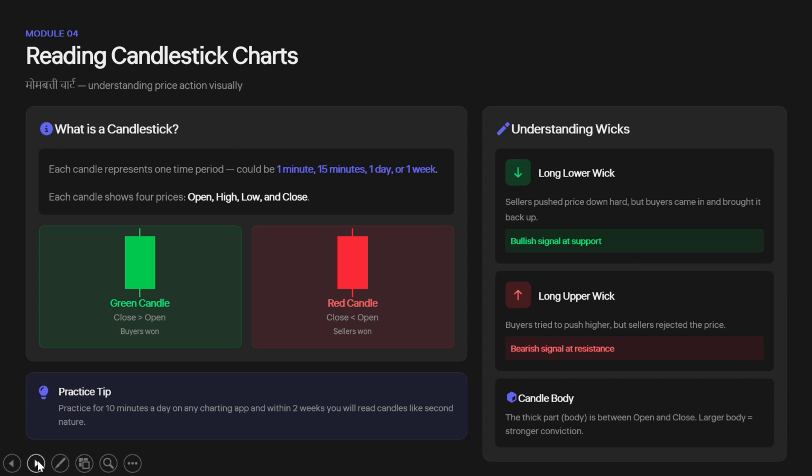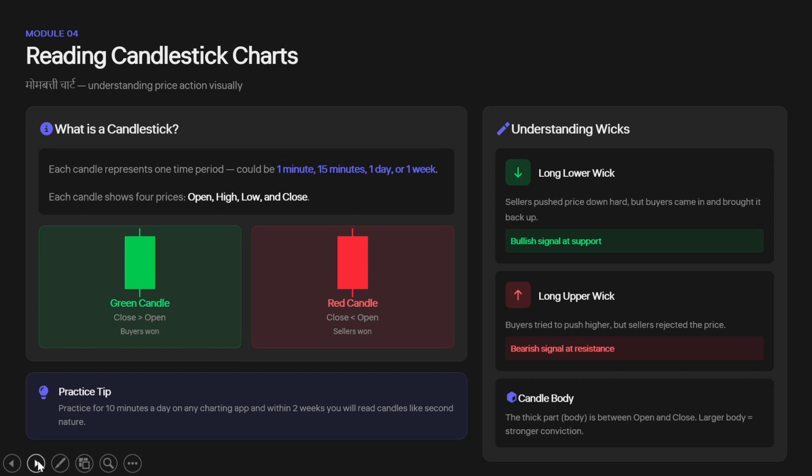Reading candlestick charts. Every stock has a price chart. The most common type is the candlestick chart or Mombatti chart. Each candle represents one time period. Could be 1 minute, 15 minutes, 1 day, or 1 week.